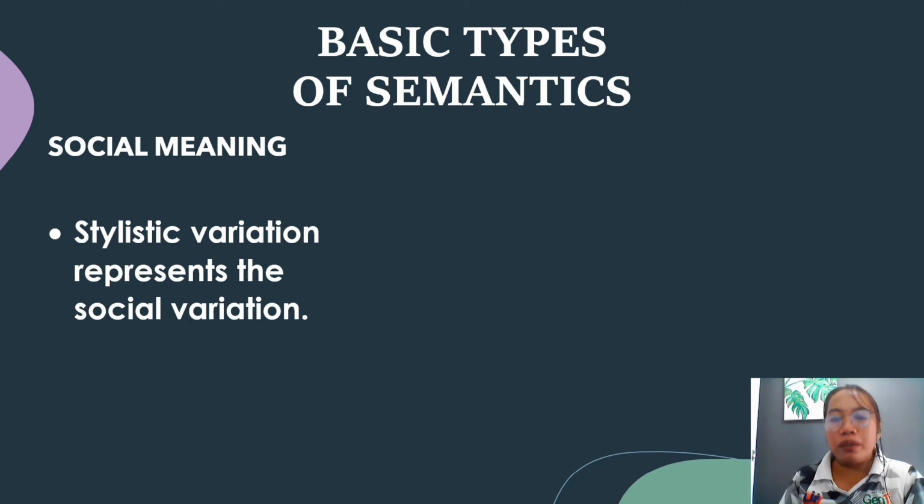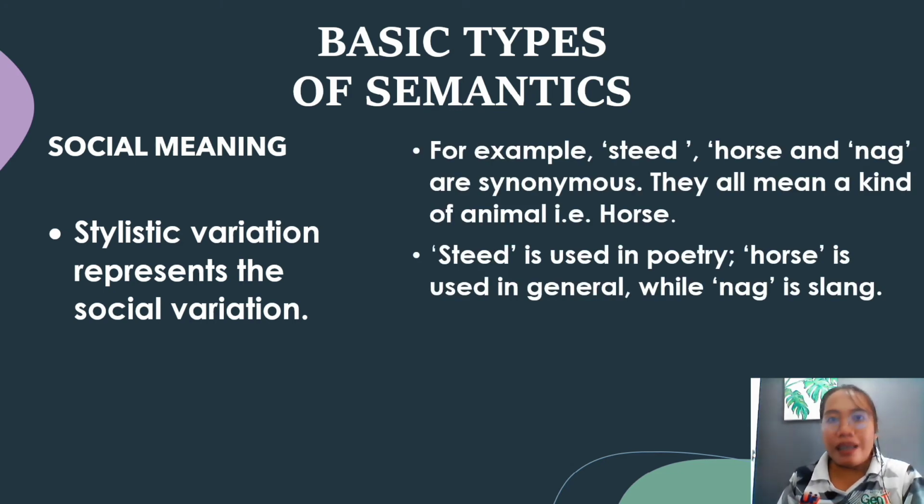For example, the words steed, horse, and nag are synonymous. They all mean a kind of animal, which is a horse, but they differ in style and so have various social meanings. Steed is used in poetry, horse is used in general, while nag is a slang word. This means that social meaning is related to the situation in which a word is used.